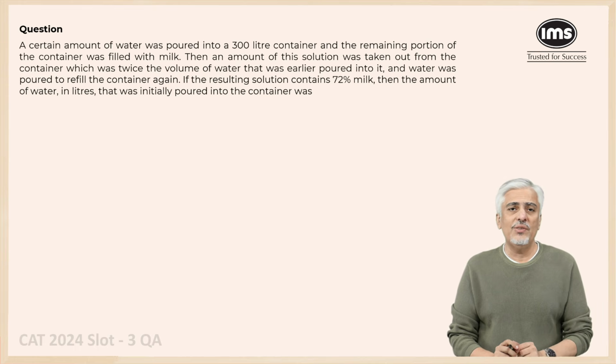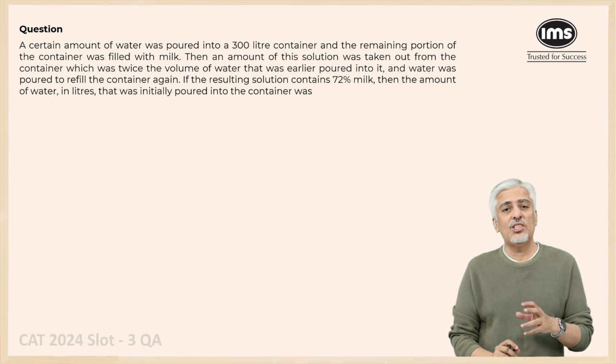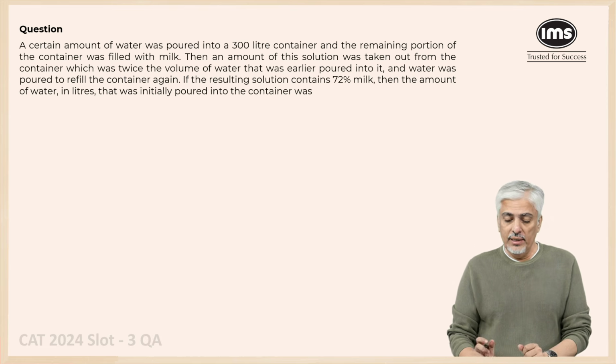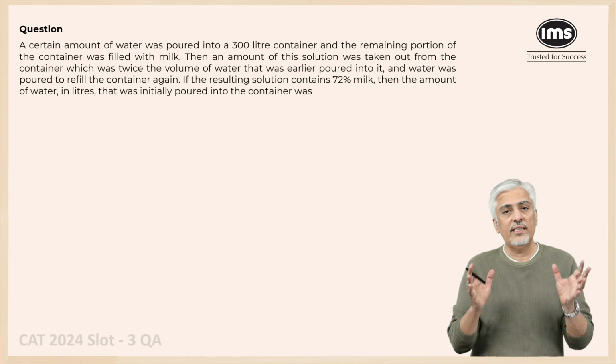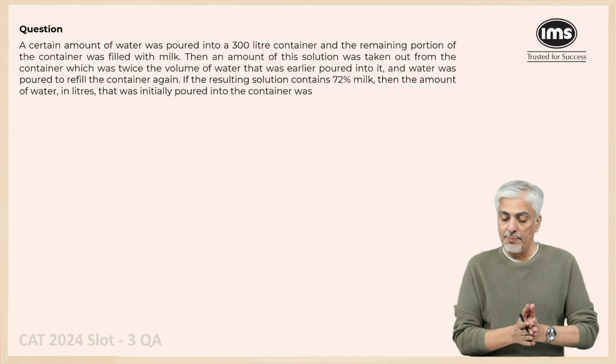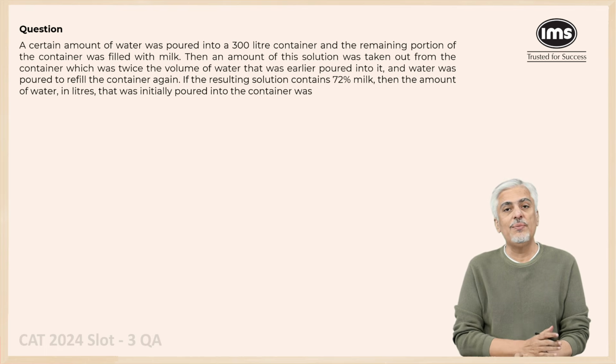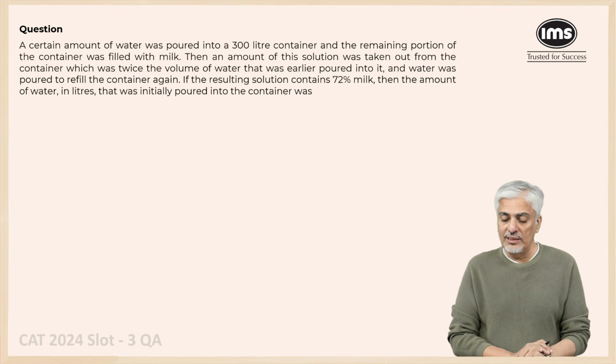Looking at the next question, we realize we have a question from mixtures, which is a slightly difficult question. Pay attention very carefully. A certain amount of water was poured in a 300-liter container. So in a 300-liter container, there was water and the remaining portion of the container was filled with milk. So in the container, there is milk and water both. Then an amount of this solution was taken out from the container, which was twice the volume of water that was earlier poured in it.